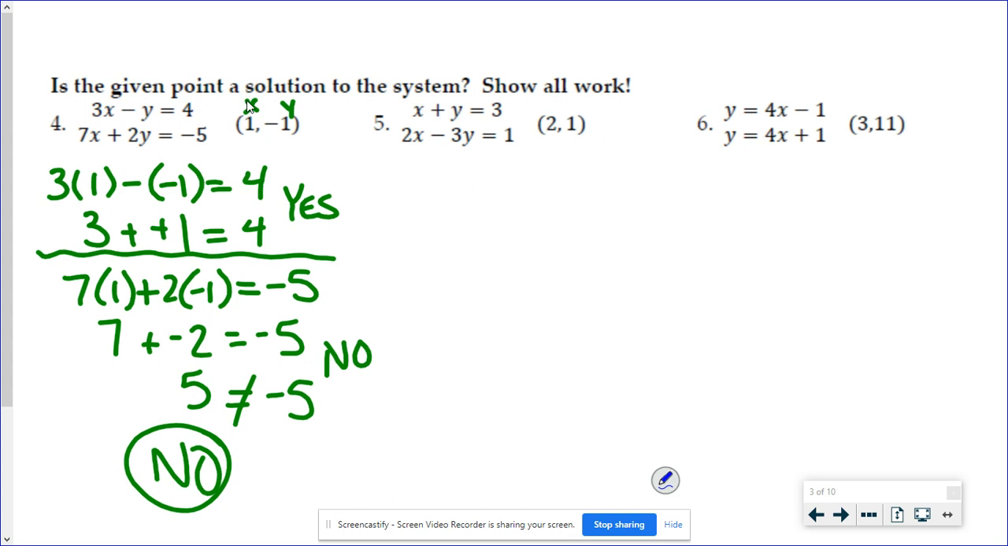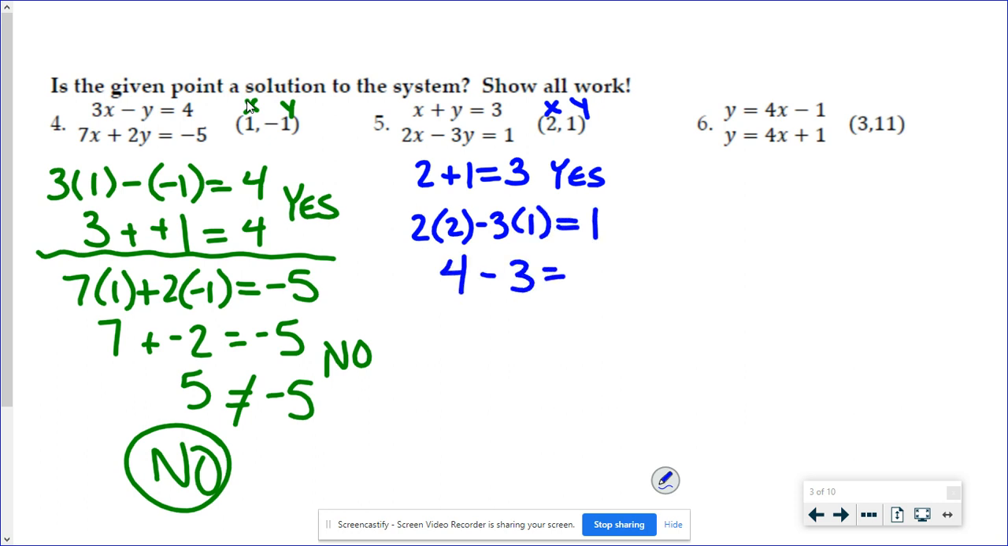For number 5, again, the x is 2, the y is 1. So I'm going to have 2 plus 1 from the top equation. Yeah, that one works. I don't even need to write down that it's 3 equals 3. You can see that. In the second equation, 2 times 2 minus 3 times 1. Does that equal 1? 4 minus 3, yep, that one's 1 also. So since it works in each of the equations, remember, every single point that gets graphed on a line is a solution for that equation. Since this works in both of these equations, then it's a solution for the system.